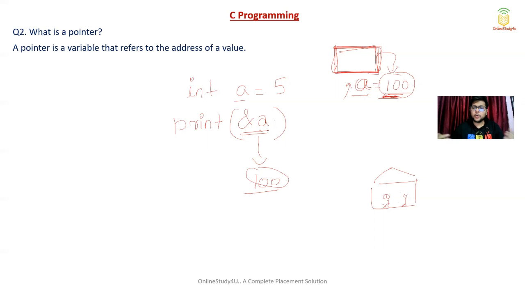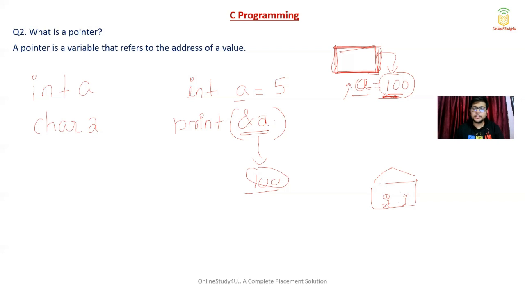So now I want to store it in some variable. What can it be? I told you it is not an integer. Do you know what the data type of an address is? Just think about it. If you want to store an integer, you use int a. If you want to store a character, you use char. So what is the data type of an address?